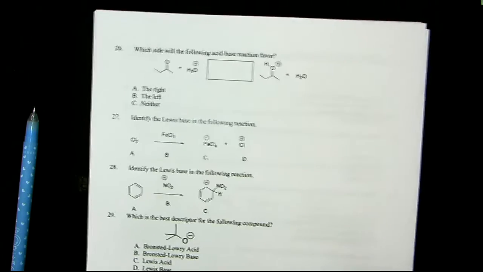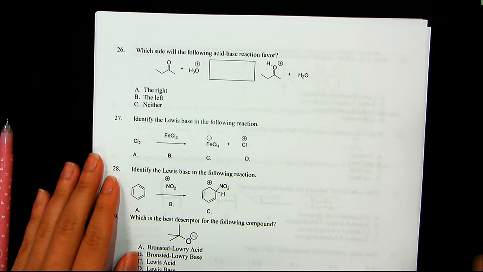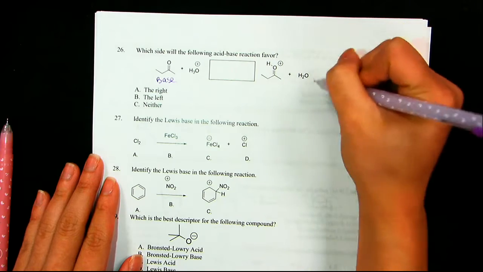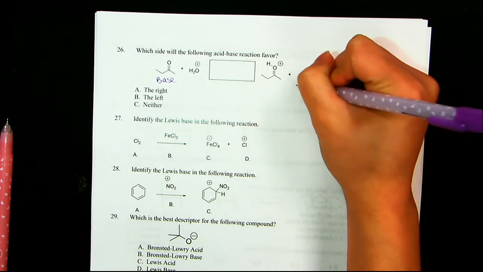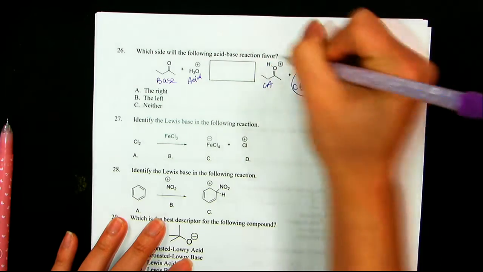26. So which side will the following acid and base reaction favor? So again, using our rules, identify your acid and bases, and then use our rules to choose your base. And this will also be your conjugate base, whichever is your acid, your acid. Looking at your two bases.